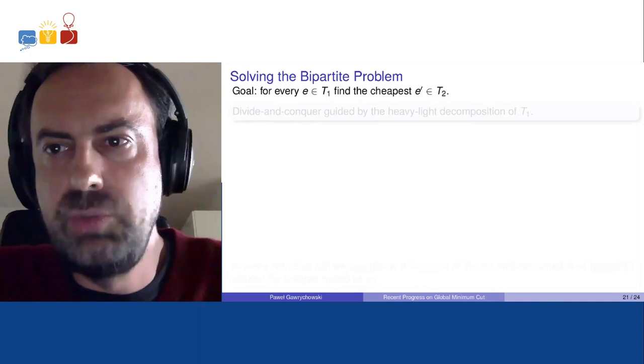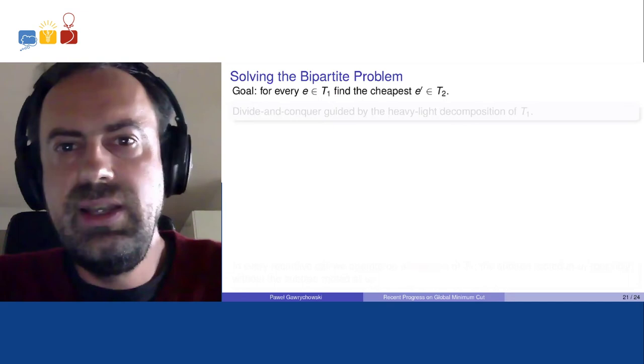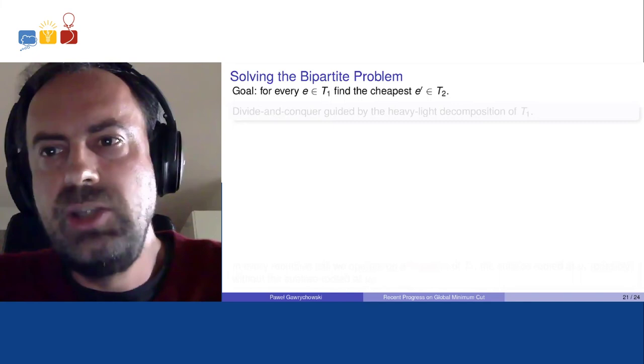So again, the setting is that you have two trees, T1 and T2. And you want to find E from T1 and E prime from T2 that together optimize your function. So it's the sum of the cost of E plus the sum of cost of E prime minus the total weight of edges that connect the subtrees.